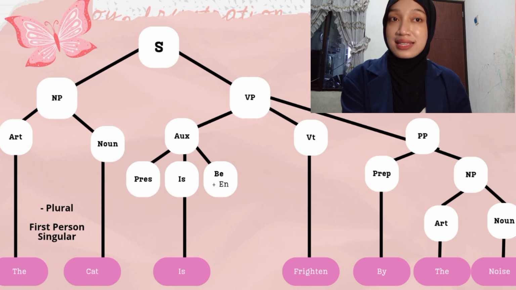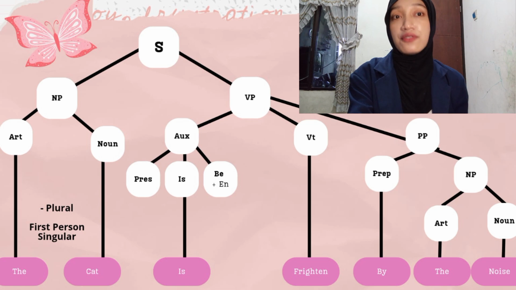Here, the basic structures. S for sentence. NP as noun phrase. VP or verb phrase.